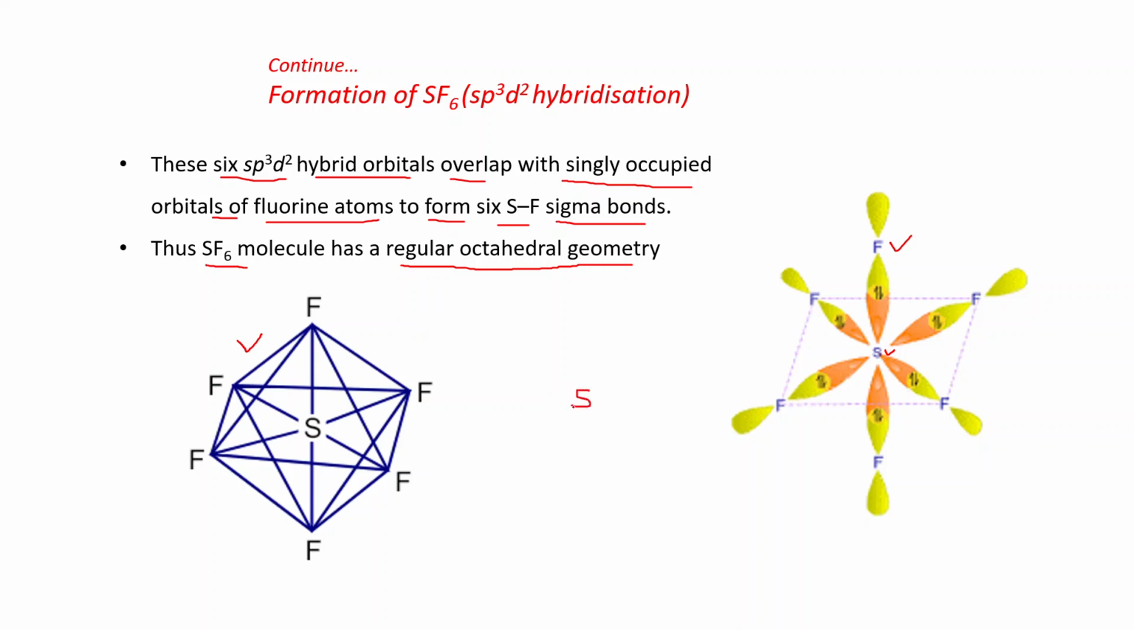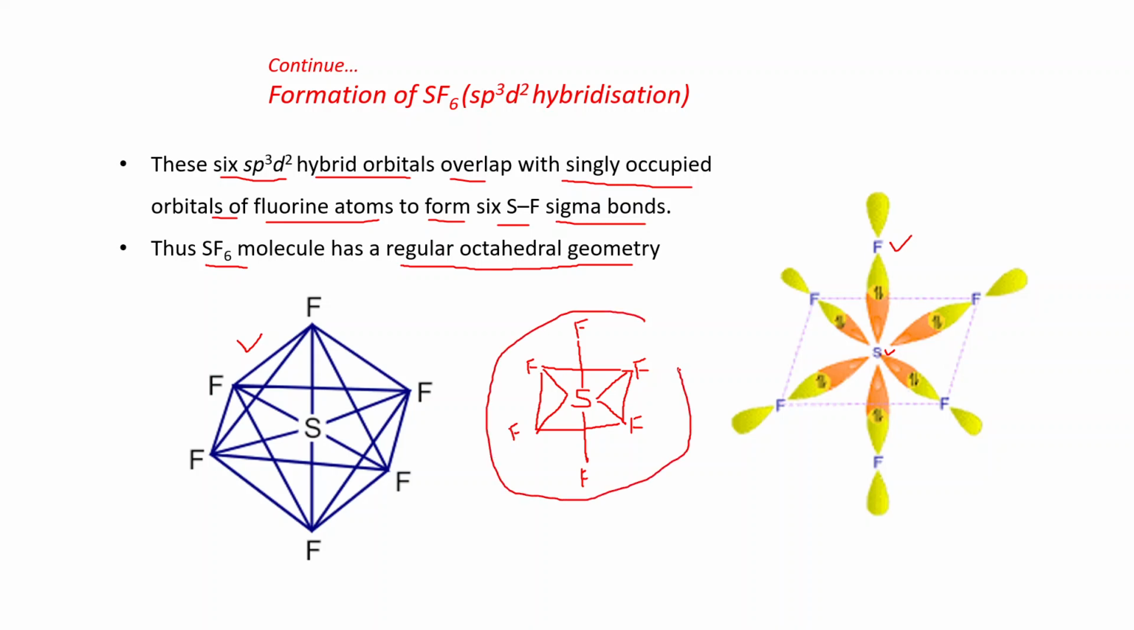You can also draw it this way. In octahedral geometry, 4 bonds are in one plane, making a square planar arrangement, and one bond is above the plane and one bond is below the plane. If you join the corners of these, then we will get the octahedron. If you do not join them, then this geometry is sufficient for SF6. Okay, thank you.